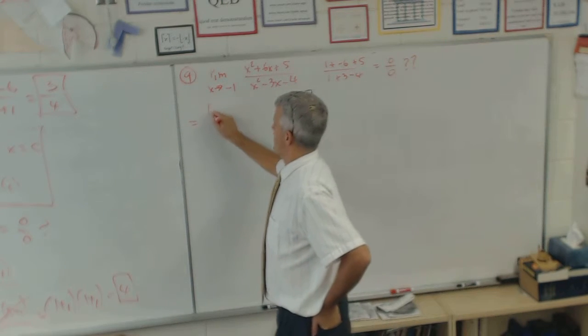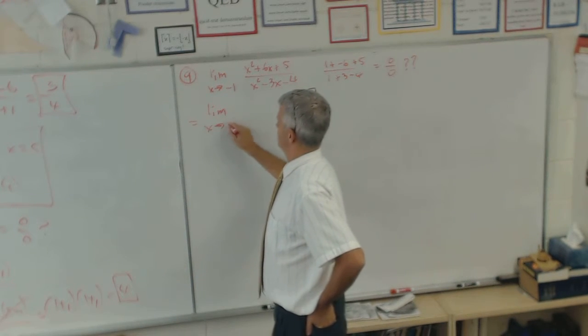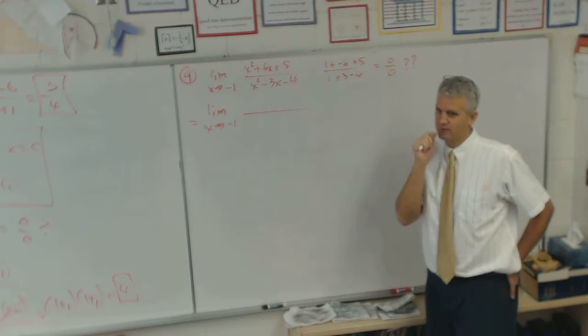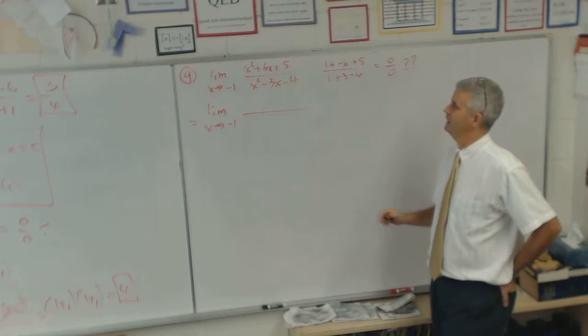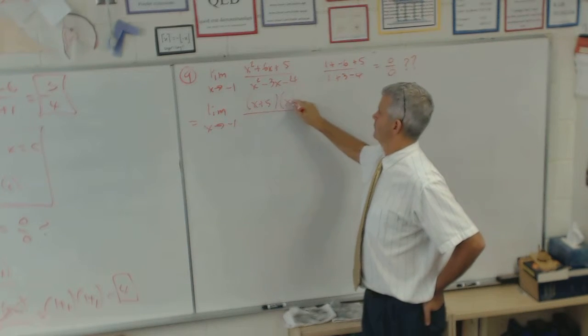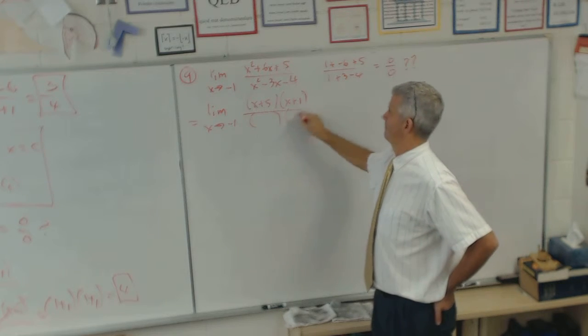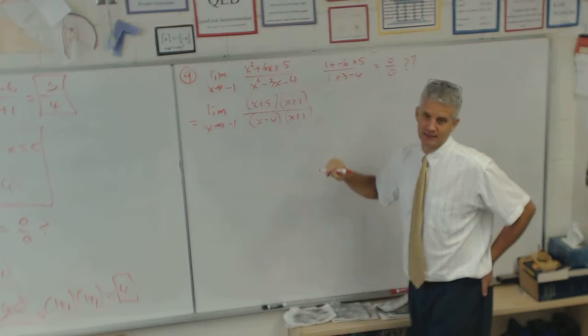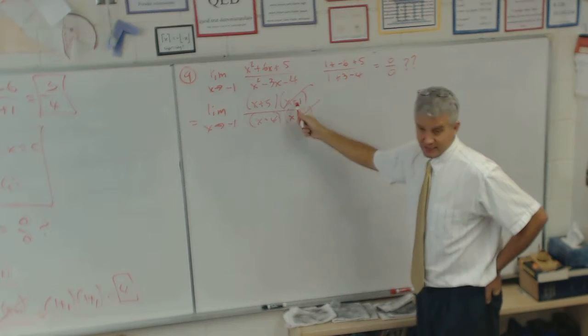So we need to do some kind of algebraic manipulation, and our first choice is to factor. If we're able to factor it, factor it. Okay? And this becomes x plus 1, x plus 5. Good, I did it the other way around. This one, x minus 4, x plus 1. What happens? The x plus 1 cancels.